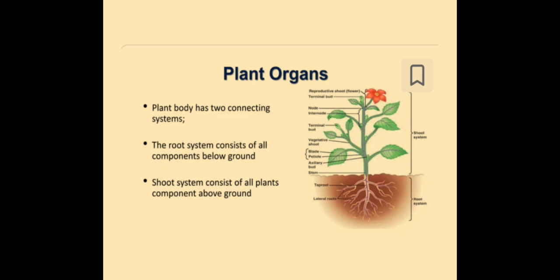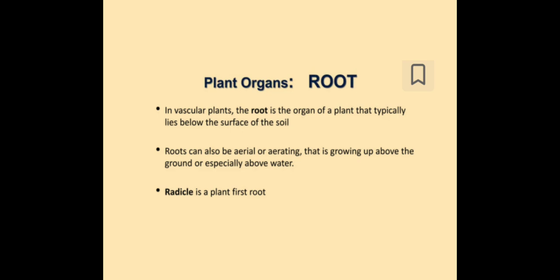Plant organs. The plant body has two connecting systems. The root system consists of all components below ground. The shoot system consists of all plant parts or components above the ground. Root. In vascular plants, the root is the organ of a plant that typically lies below the surface of the soil. Radicle is a plant's first root.